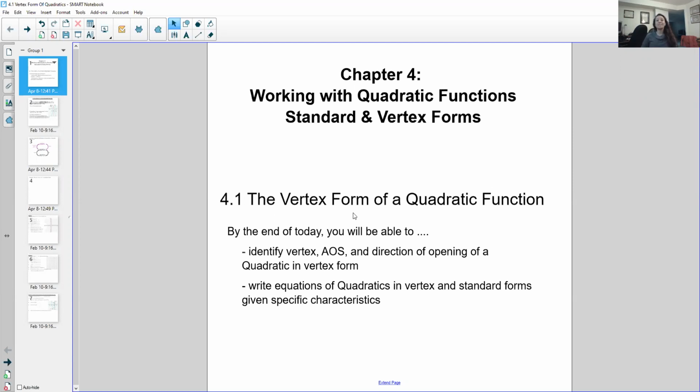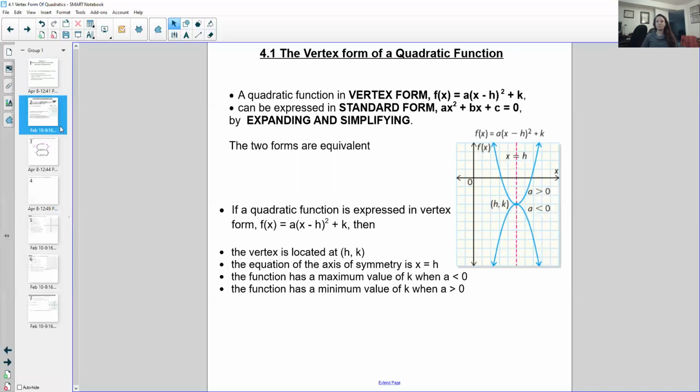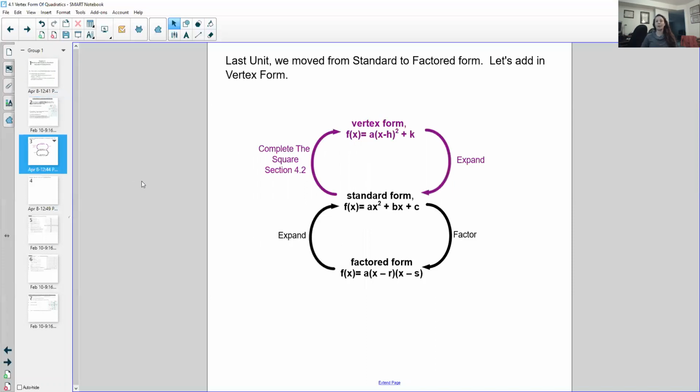So today we're specifically looking at the vertex form and how to get to it. So really, we're going to be expanding our vertex form to get to our standard form. So let's just do a little refresh from chapter 3. I know this is a little bit overwhelming. Let's go over here. This is better. So last unit, we moved from standard form, and if we factored it, we got into our factored form.